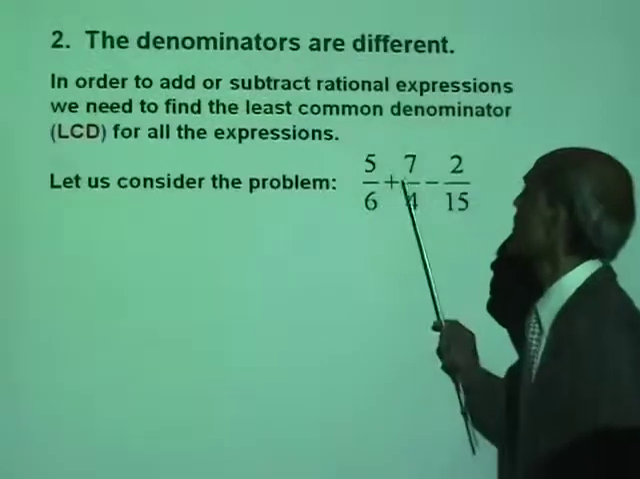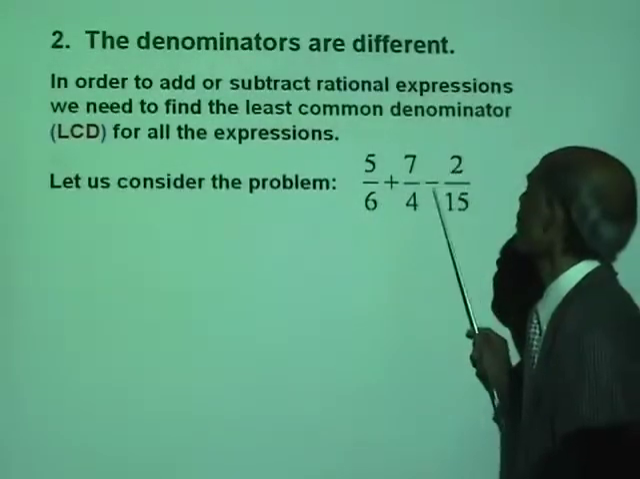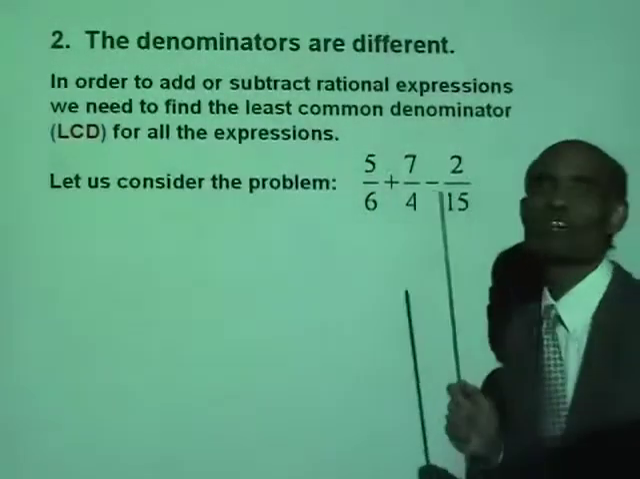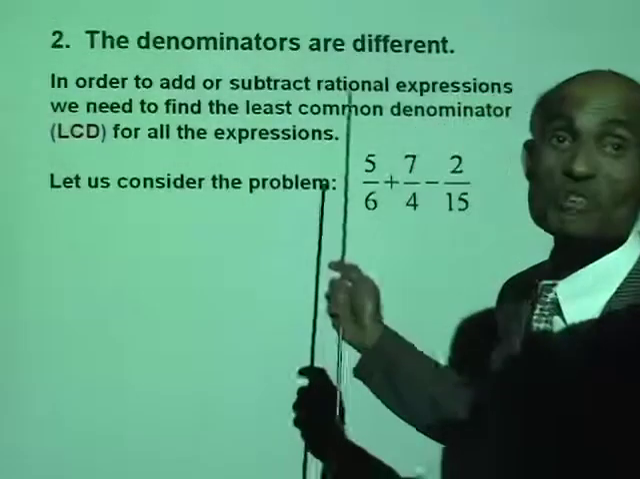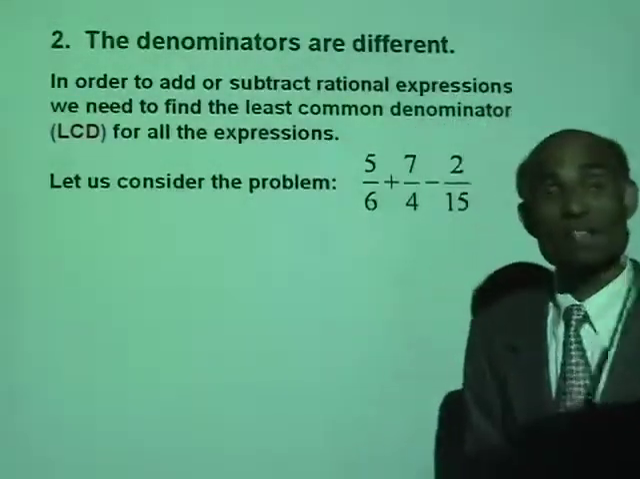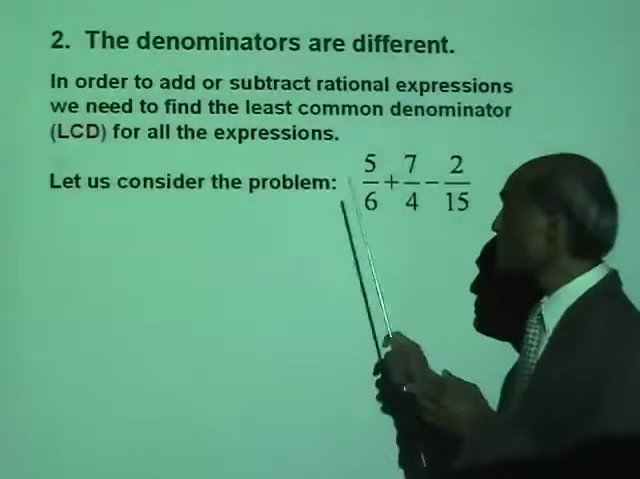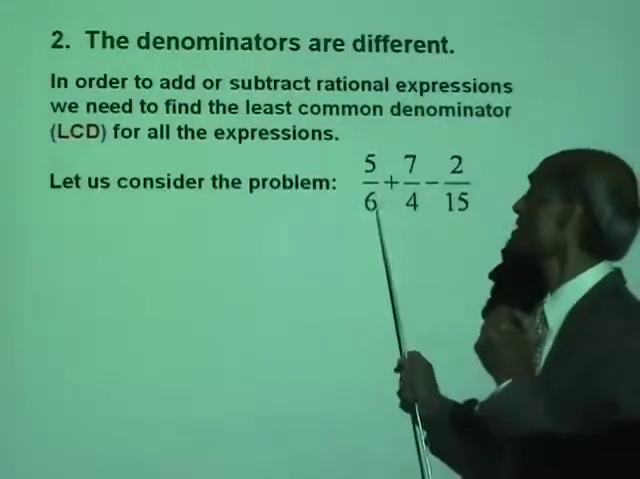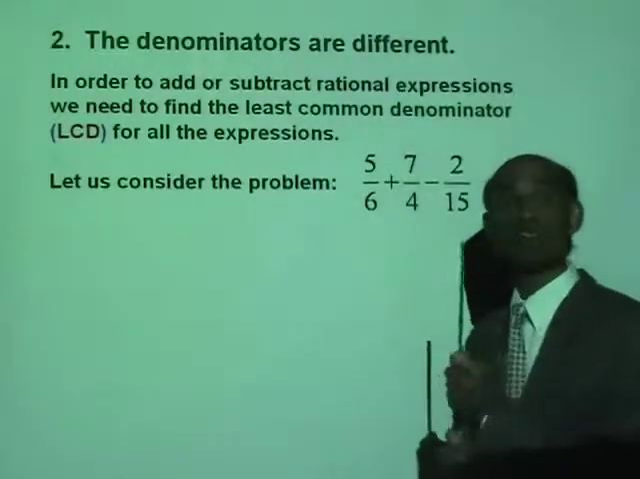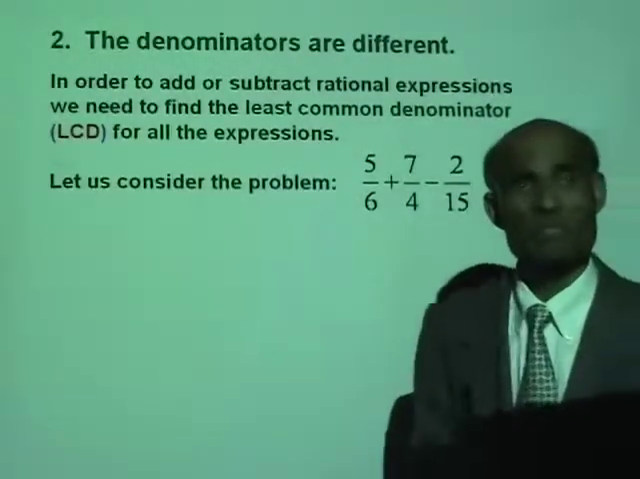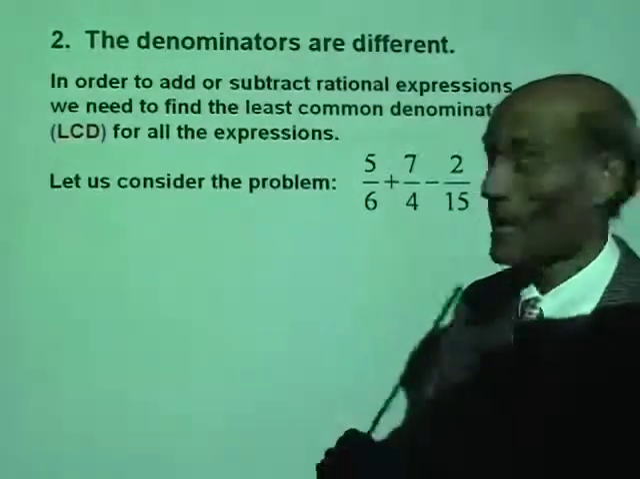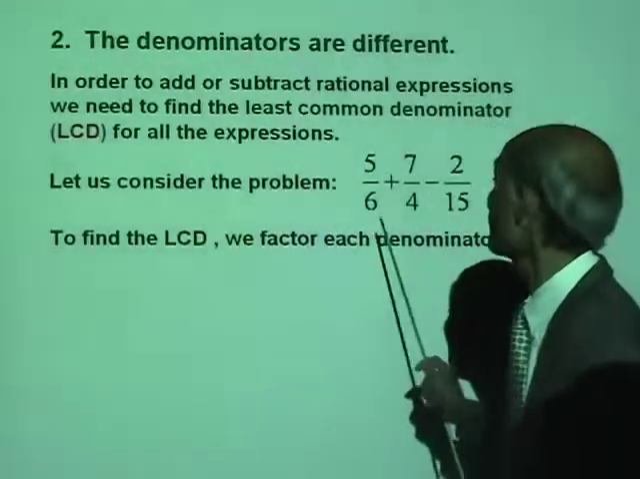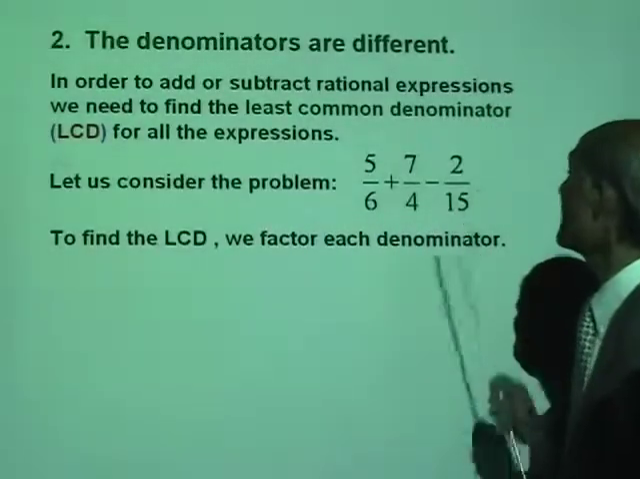Now, let's consider a familiar problem which we have done several times: 5 over 6 plus 7 over 4 minus 2 over 15. In fact, in the last lesson, I started with this. What is the LCD of 6, 4 and 15? Do you remember this? Alright, let's find the LCD of 6, 4 and 15.